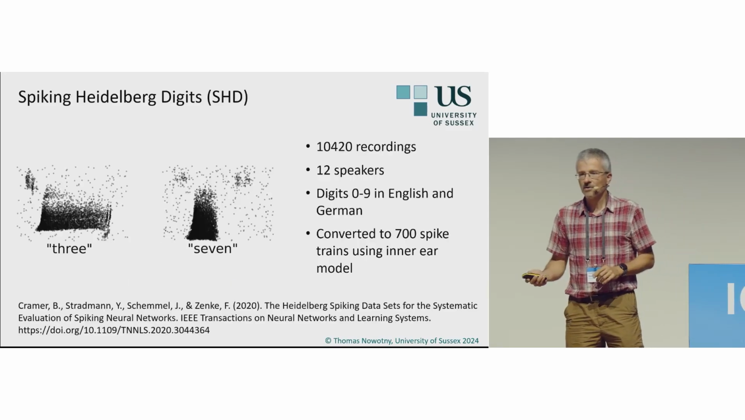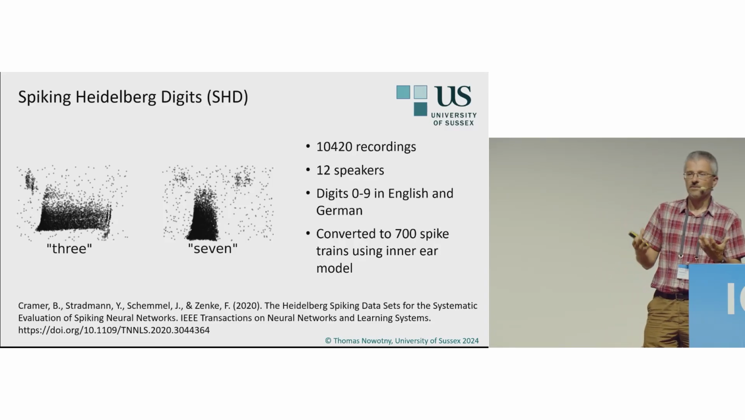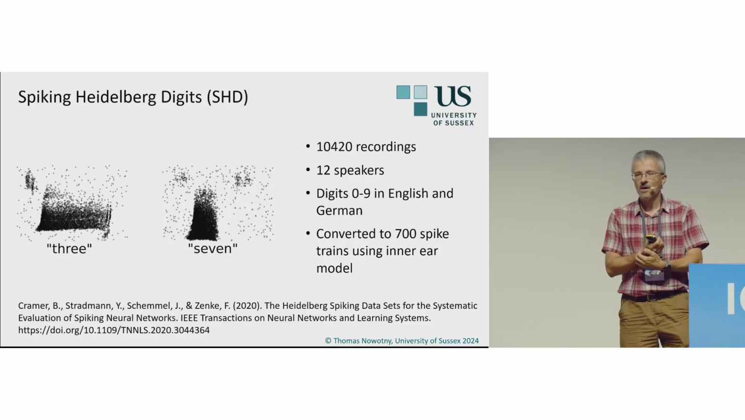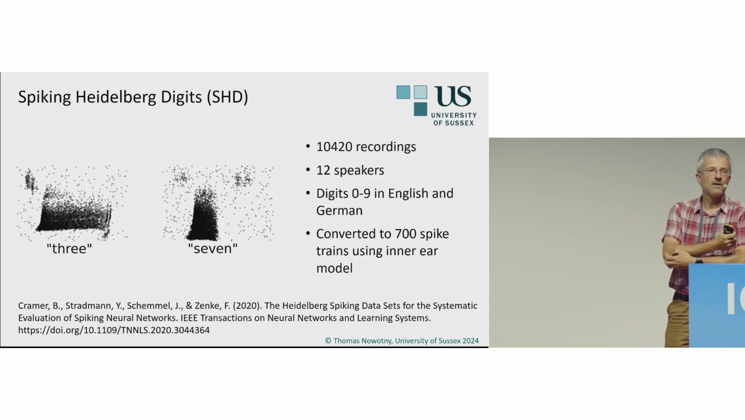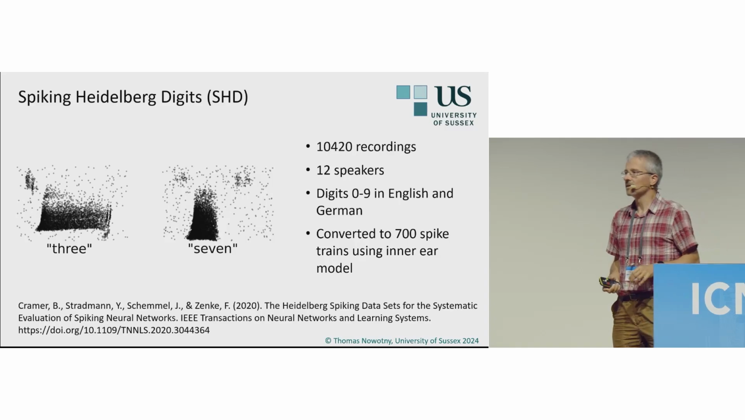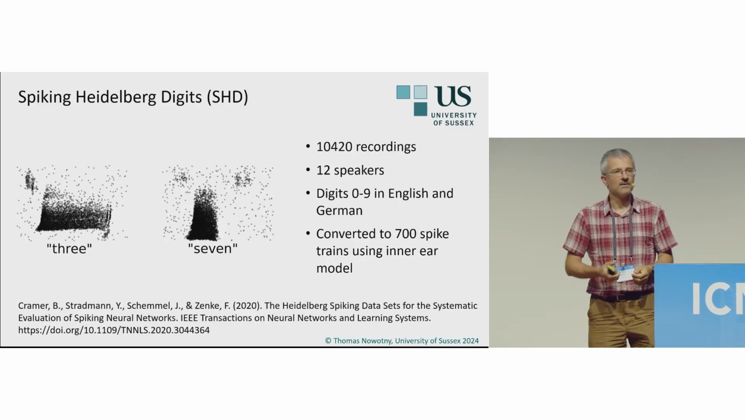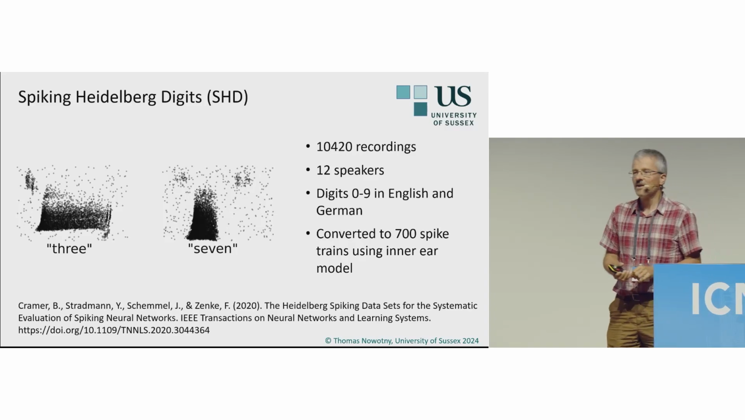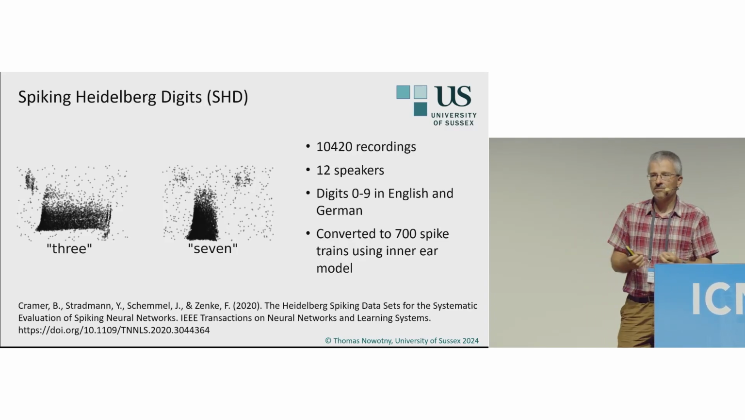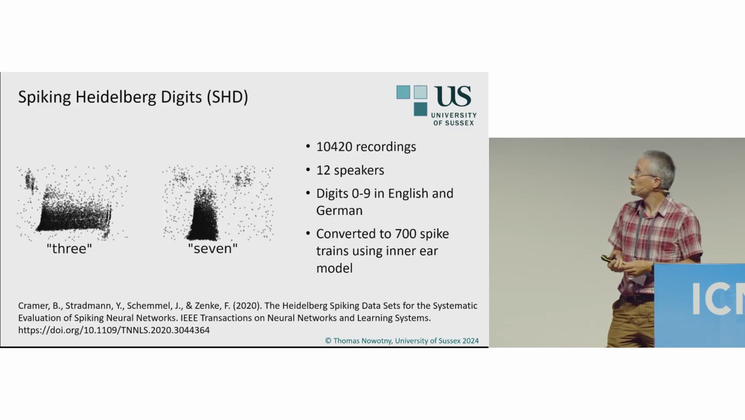And I decided to work on this one, the so-called Spiking Heidelberg Digits. They came out in 2021, were made in Heidelberg, where people were recording the spoken digits. So people went to a sound studio and they were repeating 0, 1, 2, 3, 4, and so on, and in German as well. The recordings were taken, put through a cochlear model, and then turned into these kind of spike patterns.